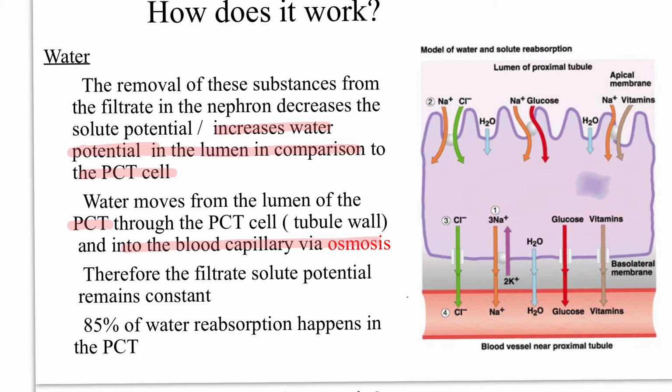Therefore, as you move along the PCT, the water potential and solute potential, same thing really, remains the same. The concentration of the solution remains the same. You lose a solute, you also lose some solvent. The only thing that changes is the volume.